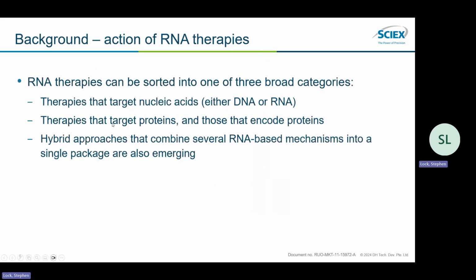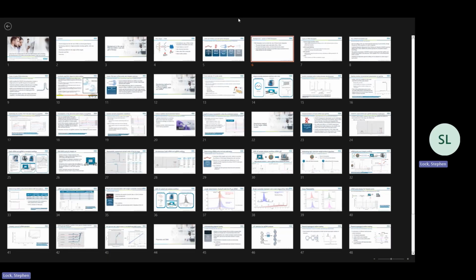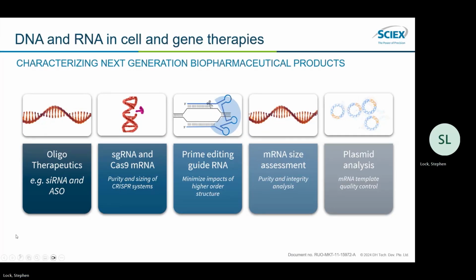RNA therapies can be sorted into one of three broad categories: therapies that target nucleic acids, either DNA or RNA; therapies that target proteins and those that encode proteins; or hybrid approaches that combine several RNA-based mechanisms into a single package. And these are also now emerging as the more recent flavor of RNA-DNA biopharmaceuticals.